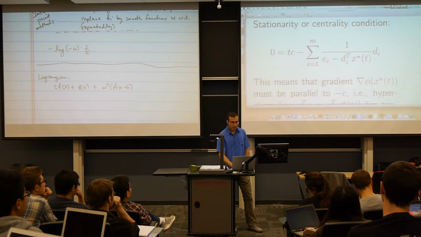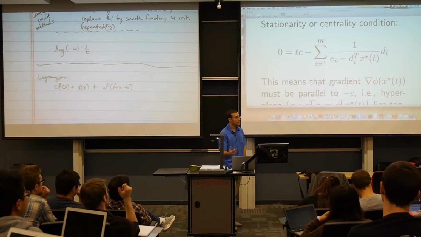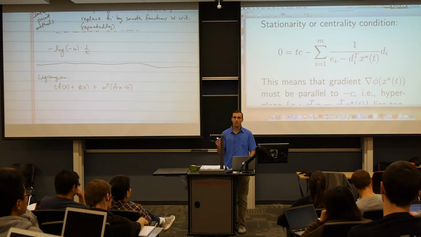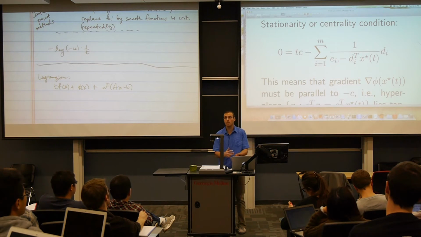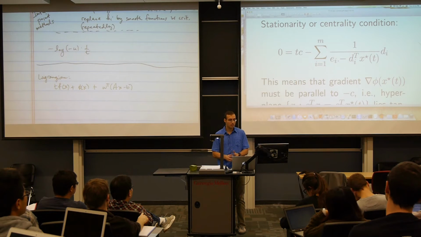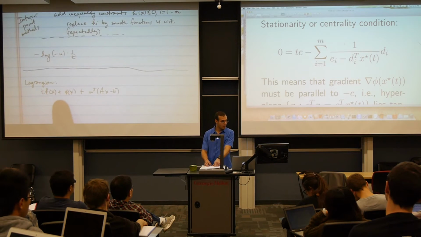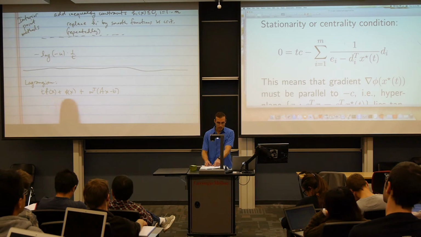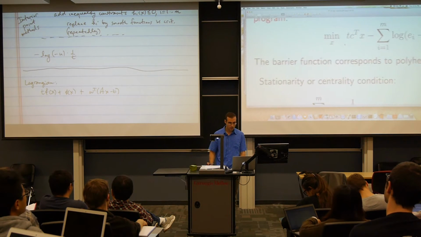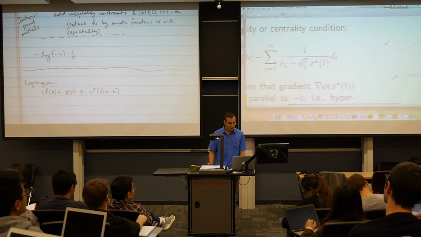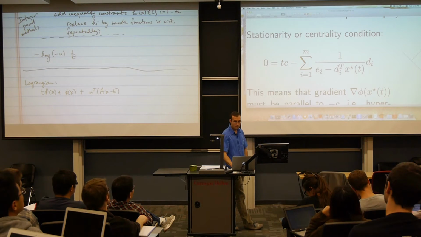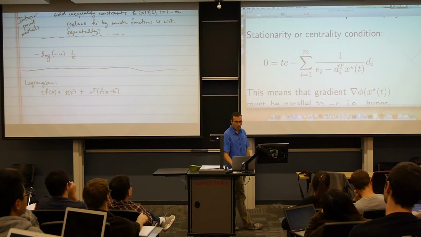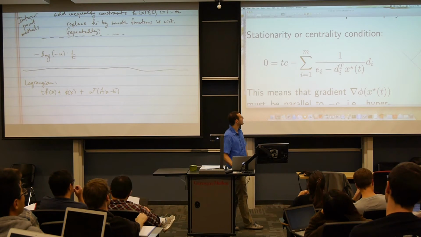So we can interpret the stationarity condition succinctly for linear programs. In the context of the central path, we often call the stationarity condition that I wrote down on the last slide the centrality condition. It's what puts the point on the central path. But when I take the gradient of this Lagrangian, when f is just c transpose x, and phi is the barrier function that corresponds to this constraint here, Dx less than or equal to e, what I get for the centrality condition is this. t times c must be equal to the sum of 1 over ei minus di transpose x times di.